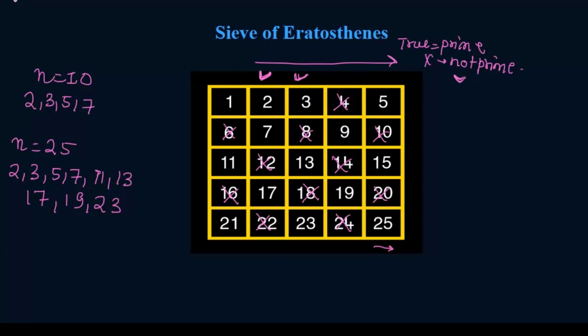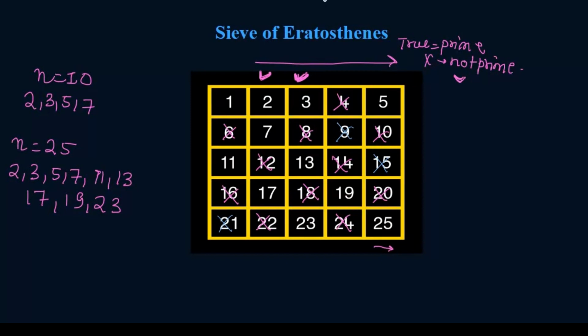Okay. Now my iterator moves to 3. 3 is empty, true. That means that it is a prime number. Okay. Now all the multiples of 3 cannot be prime numbers. Okay. So the first multiple of 3 is 6. 6 is already crossed by 2, so we don't cross it. Then 9, we cross it. Okay, 9, then 12, then 15, then 18 already crossed by 2, then 21, then 24 already crossed by 2.